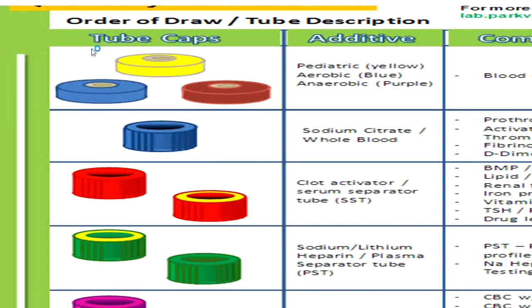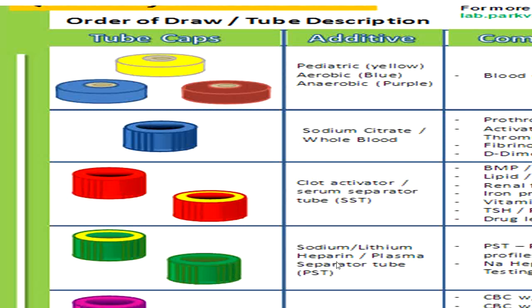This color rubber stopper is used for blood culture. Sodium citrate anticoagulant is used for the prothrombin time and activated partial thromboplastin time, PTT. This red color stopper is used as a clot activator for serum separation, used for lipid profile, liver profile, renal function test, iron profile, vitamin D, and TSH.